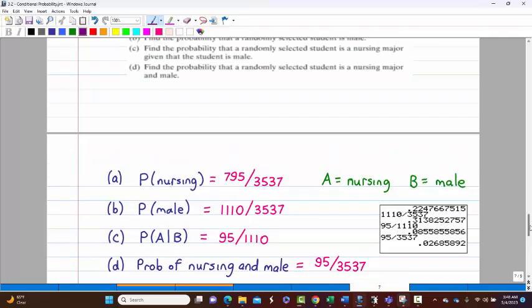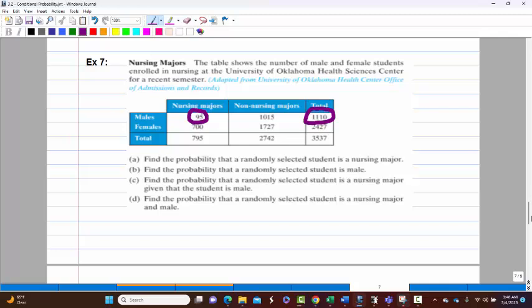Now the next one, I'll leave that up here just for a second before I have to erase it. The next one says probability that a student is nursing and male. Now this is not conditional. It doesn't say given that they're male. This says you just picked out a person who was a male nursing major out of the grand total. So watch what happens. This now becomes that same 95, because that's the number of male and nurse, but it's over the 3537.